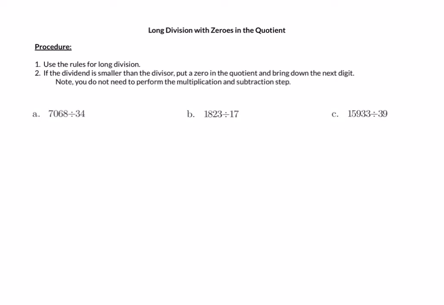If we multiply by zero, we get zero. If we subtract by zero, we still get the same number as before. And so it makes it a little bit easier just to go ahead and bring down the next digit. But the main thing is that you do need to remember to put a zero in the quotient in your answer. Okay, so let's look at some examples.